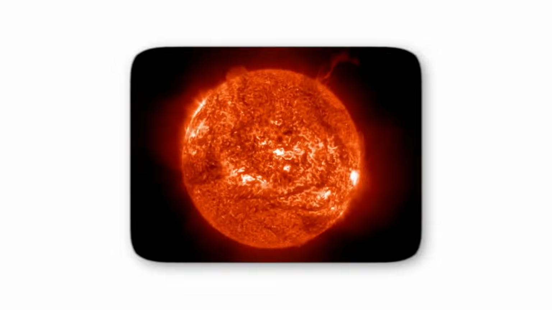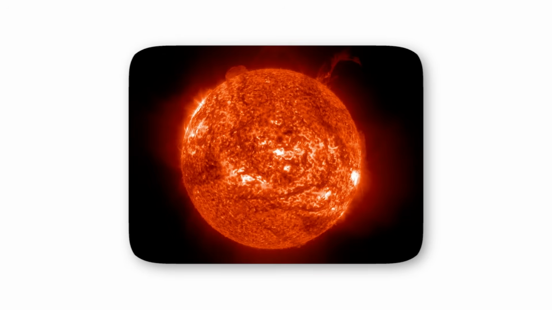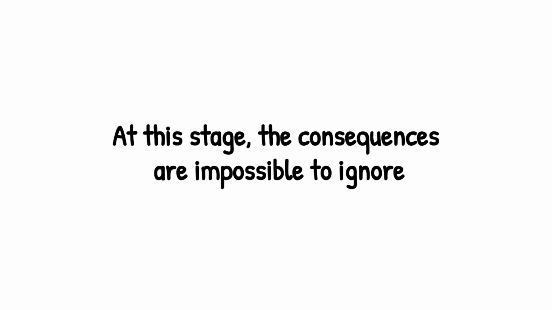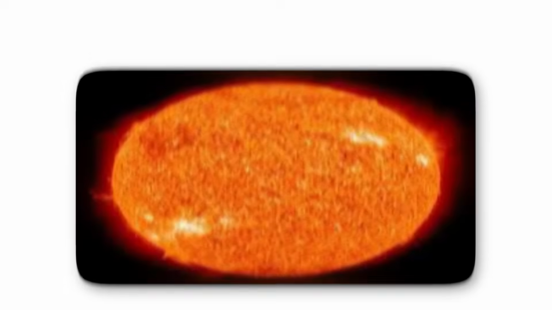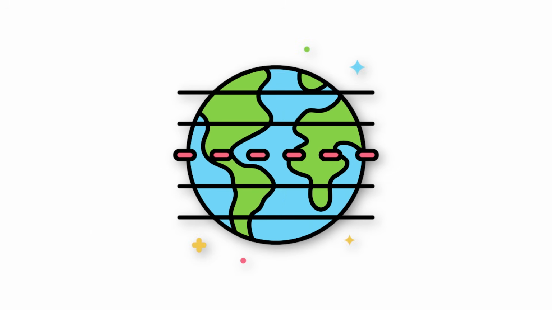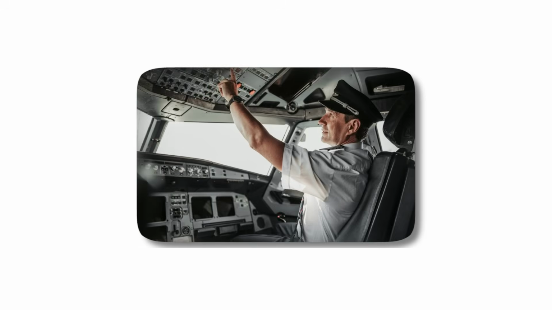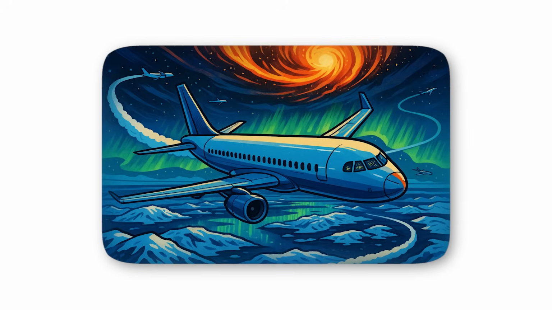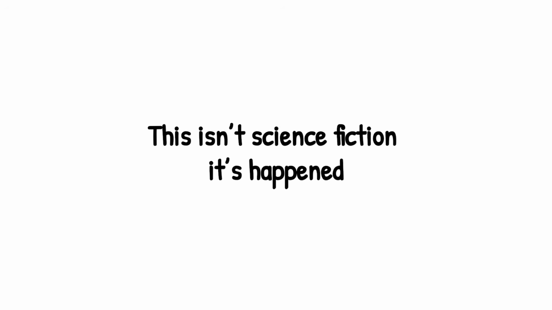Level 4. Now the sun is no longer just poking at us, it's starting to shout. M-class flares are the first true heavy hitters, and at this stage, the consequences are impossible to ignore. These bursts of energy can cause polar radio blackouts, meaning that in the high latitudes of Earth, communication simply drops out. Pilots flying over the poles suddenly find themselves unable to talk to air traffic control, and emergency rerouting becomes the only safe option. This isn't science fiction, it's happened.